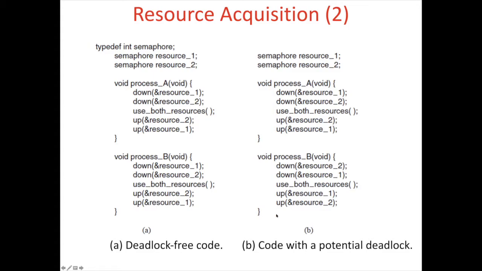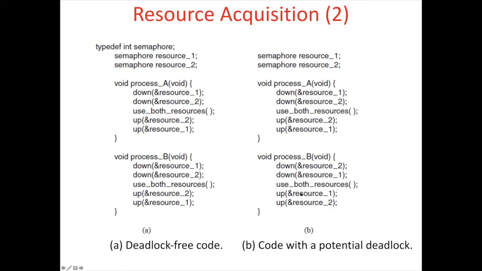In part B, we have a code with a potential deadlock. Here again we have semaphore declarations, resource 1 and resource 2. The code for process A is the same as the one given in part A. However, for process B, the order of the request of the resources is just reversed. First, resource 2 is requested. We have a down operation on resource 2. Then resource 1 is requested. We have a down operation on resource 1.